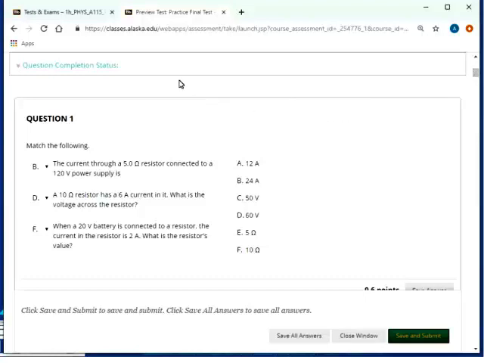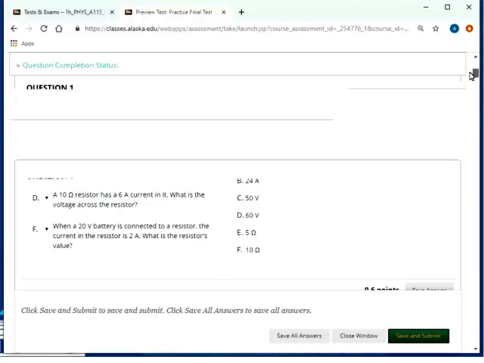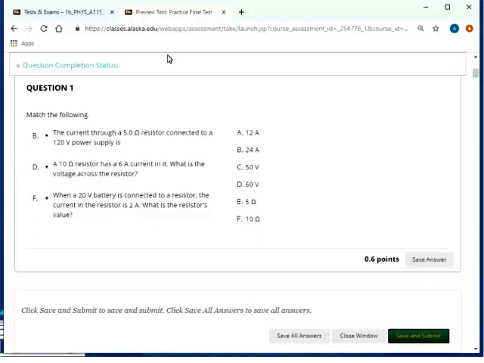The first three problems, 1, 2, and 3, are from Unit 7. That's fresh on your mind. So I'm going to do the electric currents right here. Current through a 5 ohm resistor connected to a 120 volt power supply. What is the current? Ohm's law: 120 volts divided by 5 ohms is 24 amps.